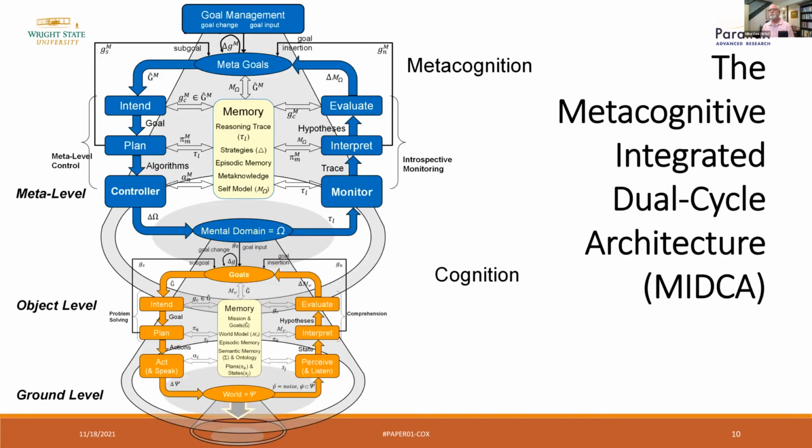So making this a little bit more specific, we have the MIDCA that I had mentioned, we've been working on for a decade now, the Metacognitive Integrated Dual-Cycle Architecture. And there are two cycles in this. One in blue is the meta cycle. There's also then the cognitive level, in orange here. So you can see actions and perceptions at the ground level, the problem solving and comprehension at the object level, and then the whole cycle is composed of introspective monitoring and meta level control, the top metacognitive level that we'll focus on today.